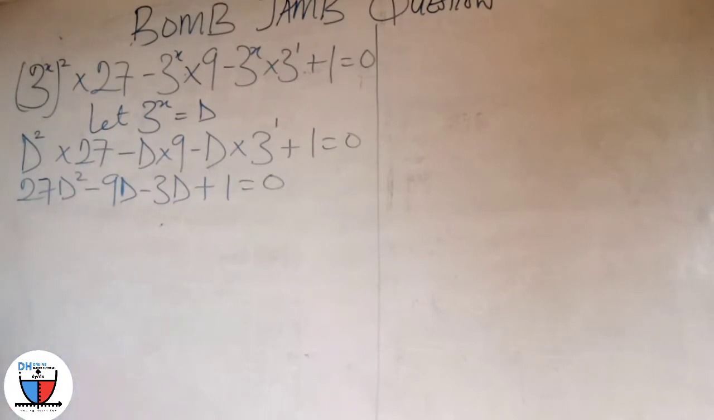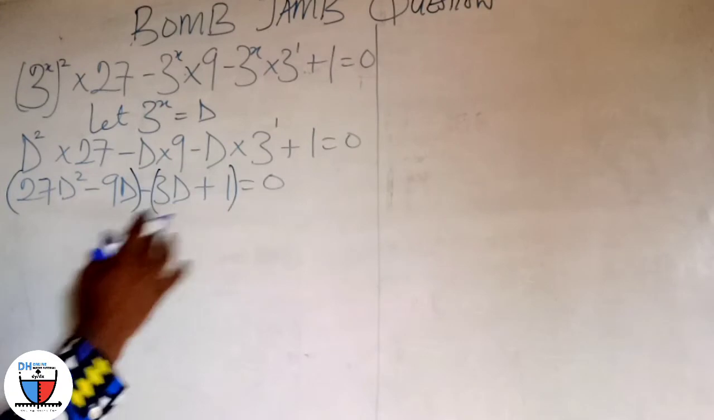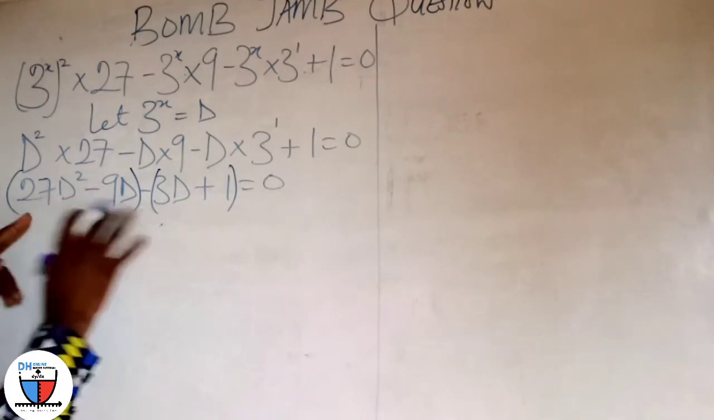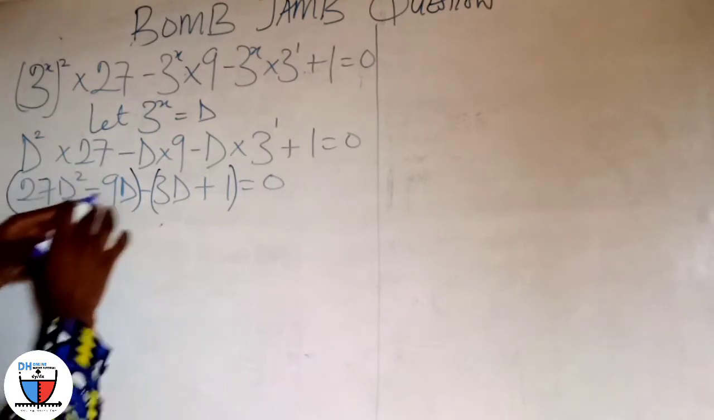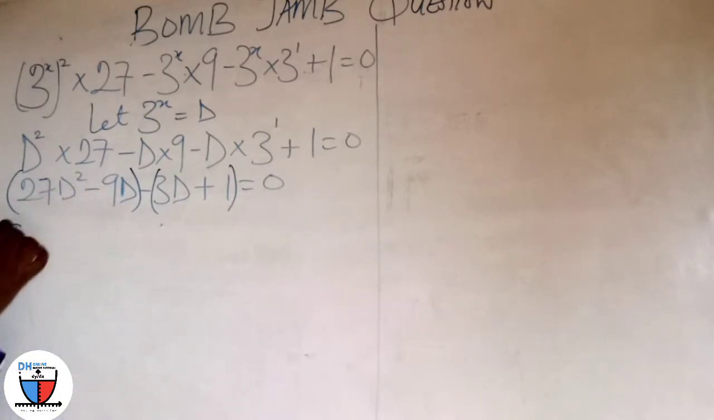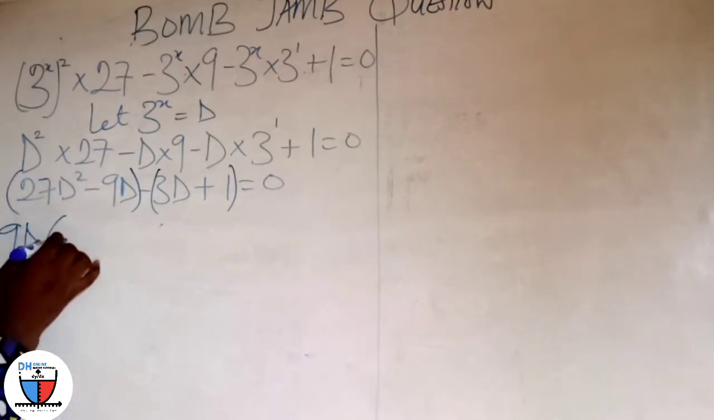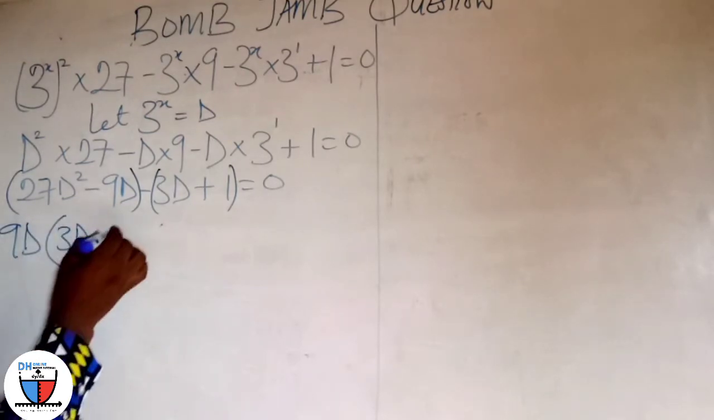Good. The next thing we are going to do here now, we have 4 terms, so we group them, we pair them. So what is common here? Factorization method. Mathematics students, what is common? You have 27D squared and 9D. Therefore I can have 9D out of this. So 9D into brackets, I have 3D ahead. 9D is out, therefore this is minus 1.